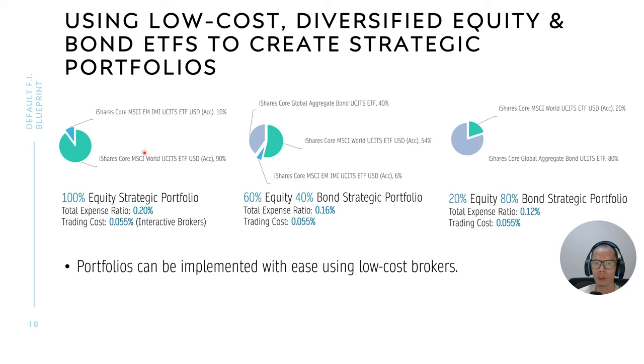These are UCITS ETFs listed on the London Stock Exchange that you can purchase using a broker that gives you access, like Interactive Brokers, POEMS, DBS Vickers, Standard Chartered Bank, and Saxo. This is a 100% equity portfolio. You can look at the expense ratio and the trading cost. We're using Interactive Brokers because it shows how low cost it can be. And this is a more bond heavy portfolio, and an even more bond heavy portfolio. You can implement these portfolios, but the question right now is which portfolios are more suitable for Karen?